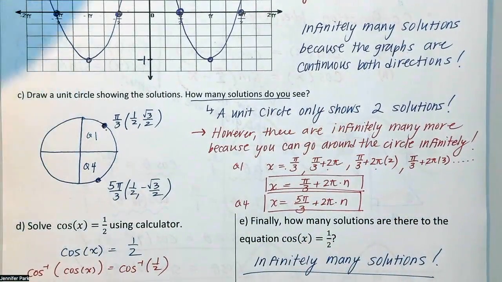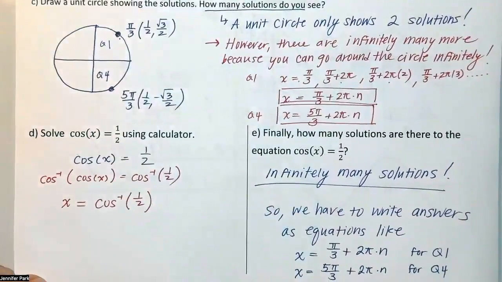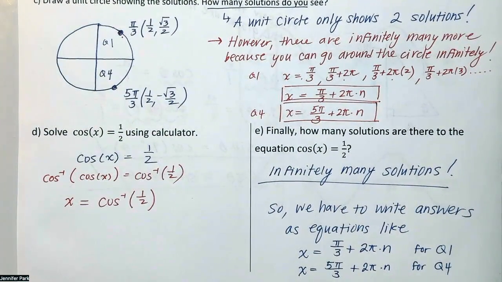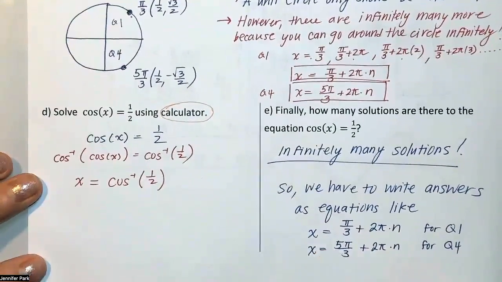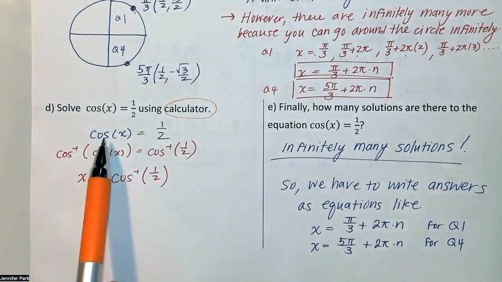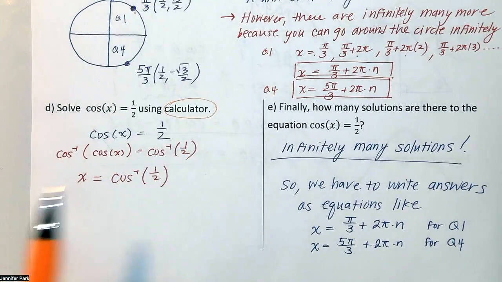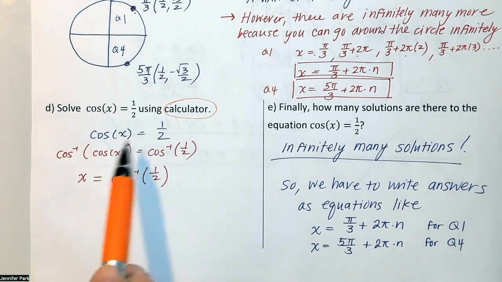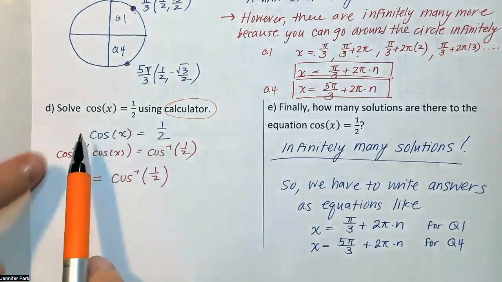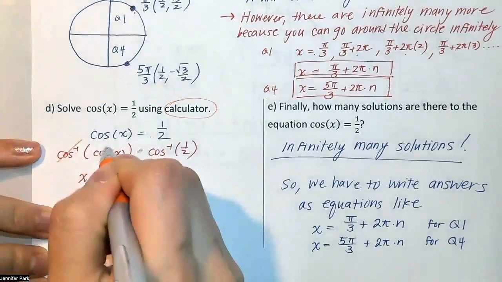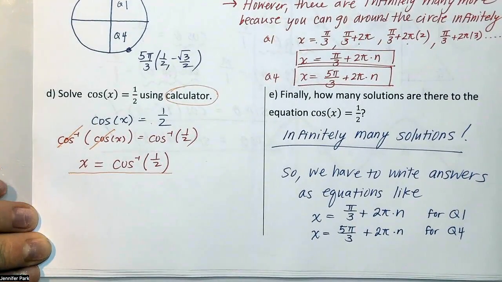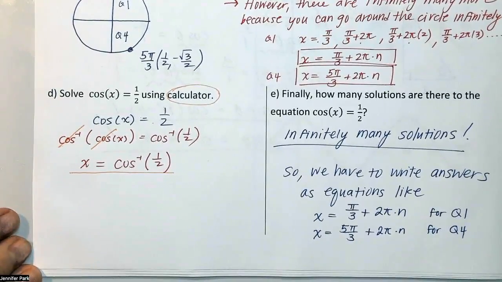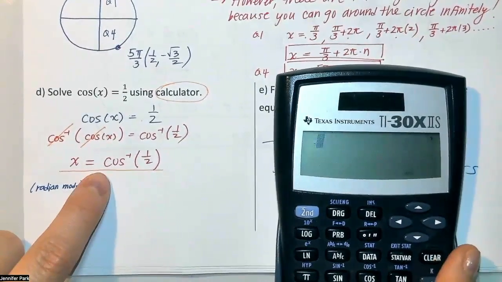Okay? Now, part D is talking about solving this using a calculator. And here's another issue that comes up if you're solving it using a calculator. Let's first talk about how we can use a calculator. To solve cosine of x equals 1/2, from Integrated 2 you'll learn that you can take the inverse cosine of both sides. They cancel out, so you get x equals inverse cosine of 1/2. Now pop out your calculator. We're going to put this in a calculator.